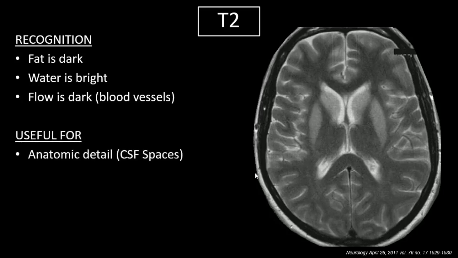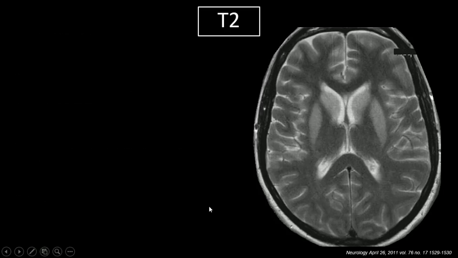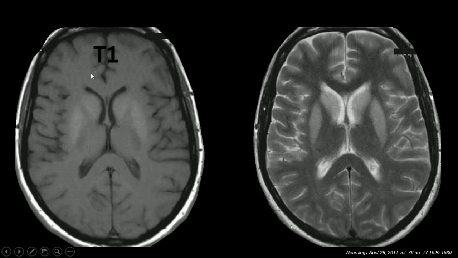What is this sequence useful for? Again, anatomic details. I think T2 is probably a little bit better than T1, especially our CSF spaces here. It's useful at picking up most lesions in general. One area where it can trip up a little bit is when you have lesions or edema really close to CSF spaces, because they'll both be bright. Okay, so let's compare these two. We've got T1 here and T2. So fat is bright on T1, fat is dark on T2. CSF is dark on T1, bright on T2.